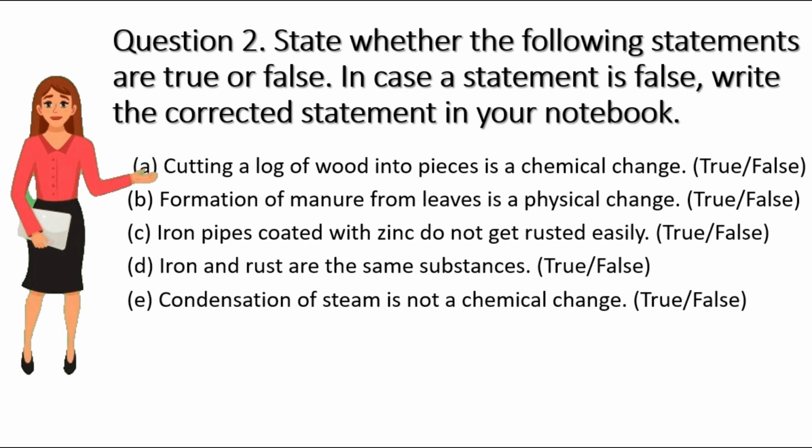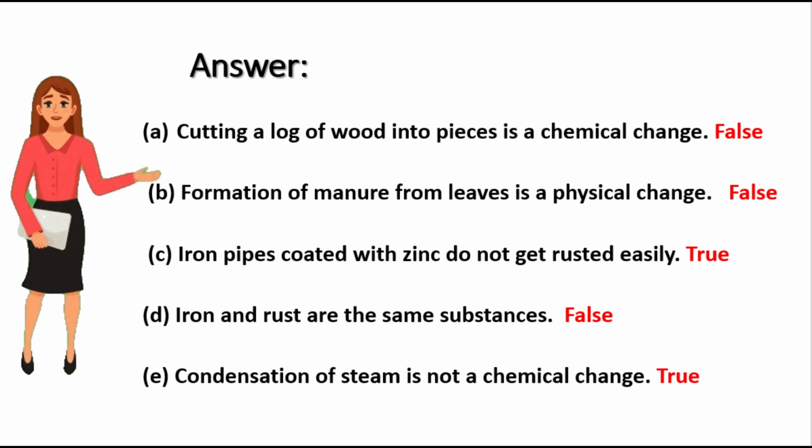Question 2. State whether the following statements are true or false. In case a statement is false, write the corrected statement in your notebook. Answer. A. Cutting a log of wood into pieces is a chemical change. False. B. Formation of manure from leaves is a physical change.